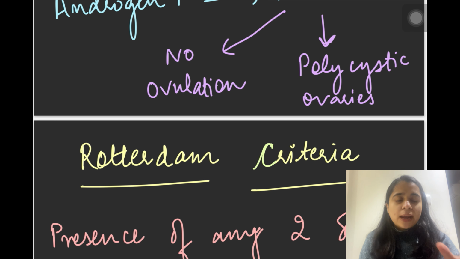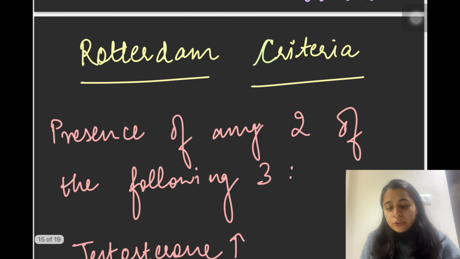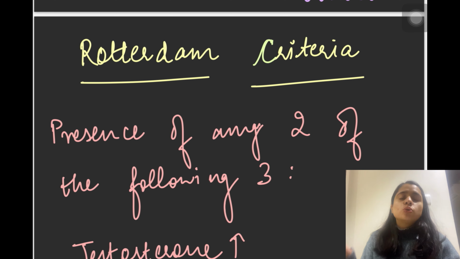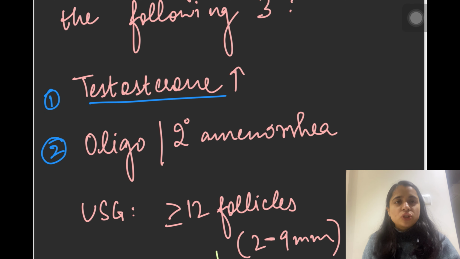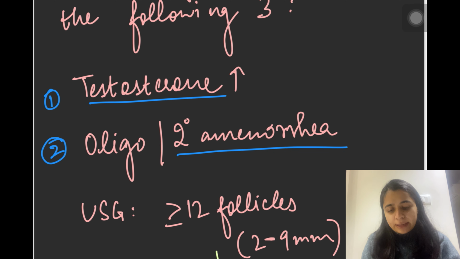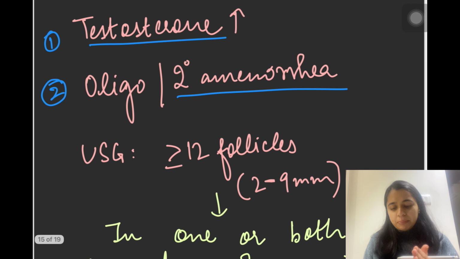Okay, so the next criteria that we are going to discuss here is the Rotterdam's criteria, which is also a diagnostic criteria for PCOS. In Rotterdam's criteria, we say presence of any two of the following three. So three criteria, if any two are present, we will say that the Rotterdam's criteria is fulfilled and the patient might have PCOS. Number one, the testosterone level is increased. Number two, the patient has oligomenorrhea or secondary amenorrhea, when the patient is not having periods.